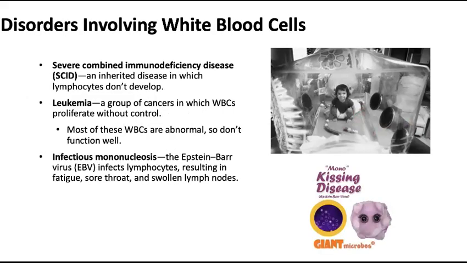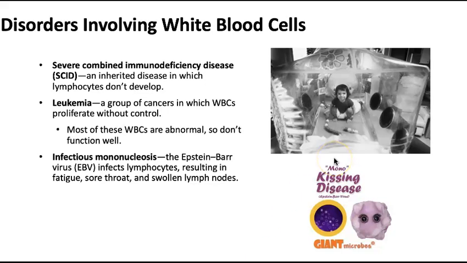Now let's talk about some of the disorders involving white blood cells. There is this disorder known as severe combined immunodeficiency disease, or SCID, which is an inherited disease in which lymphocytes don't develop, meaning that both the T and B lymphocytes don't work properly, and this leaves our body unable to fight infections. Even minor germs can be life-threatening.